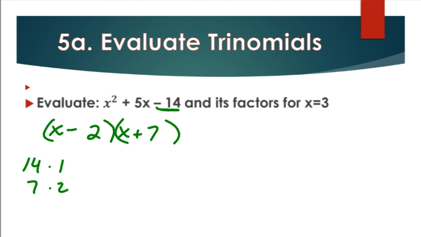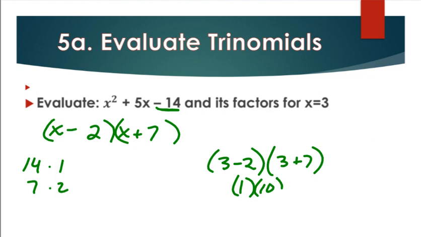So now check our factors. We have two binomials. So if we put 3 in for x, we have 3 minus 2 and 3 plus 7. 3 minus 2 is 1. 3 plus 7 is 10. 1 times 10 equals 10.